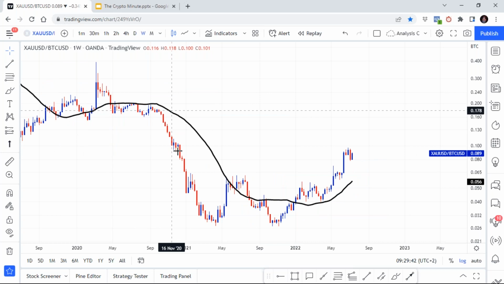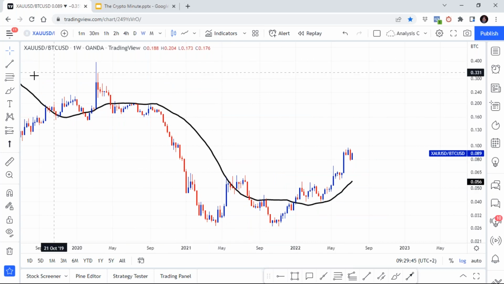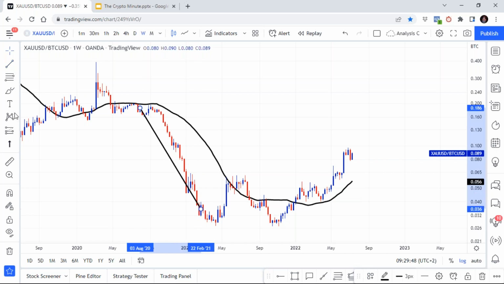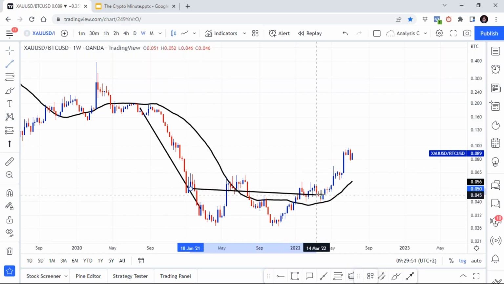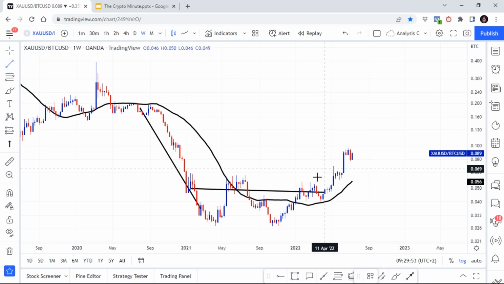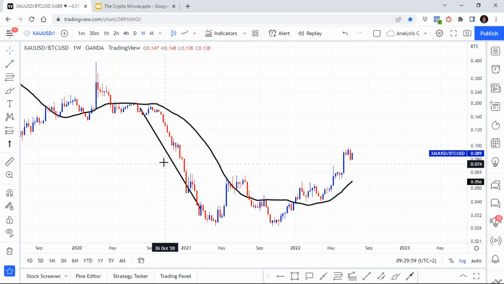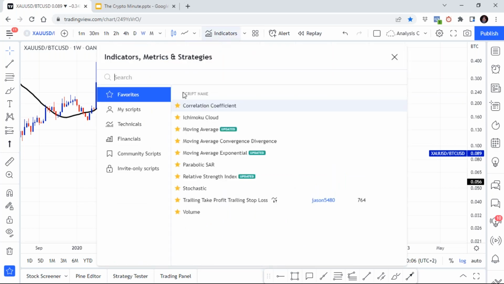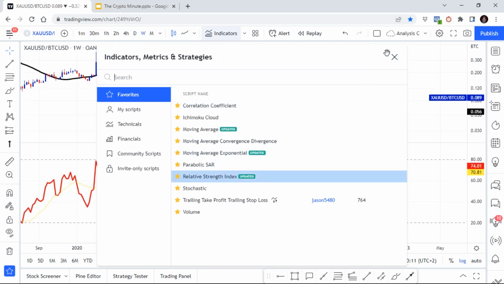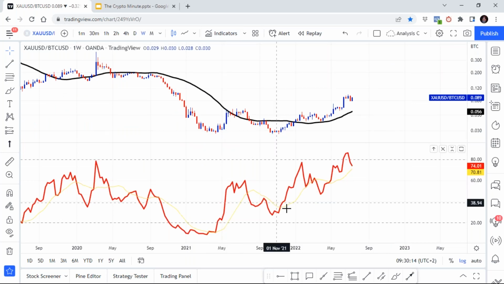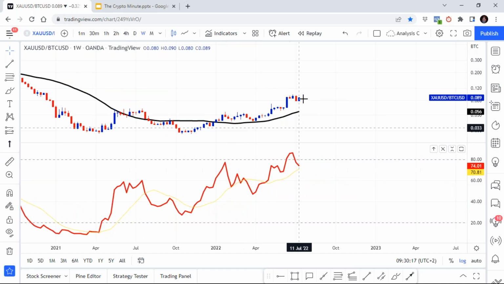We can see that there is a markdown. Here's the accumulation. Here's the markup. But what we said, if you recall, is that there was a relative overbought condition here. So let's just add that in. I'm adding the RSI. And what's interesting here is that there was an overbought condition in terms of outperformance by gold. You guys remember that at all?